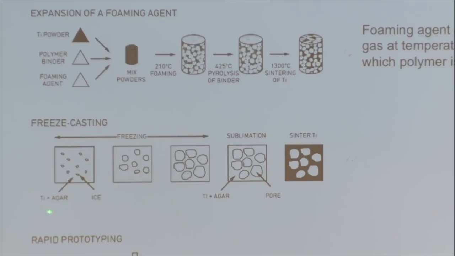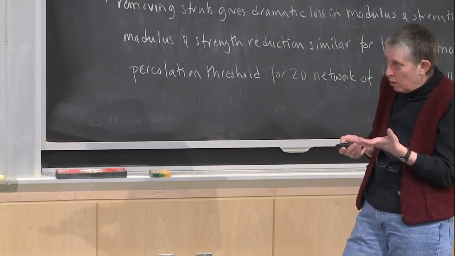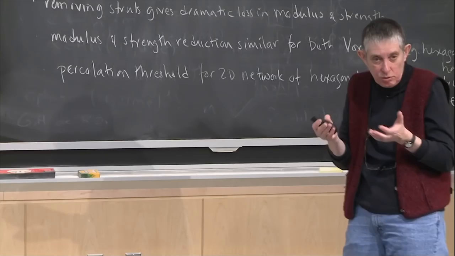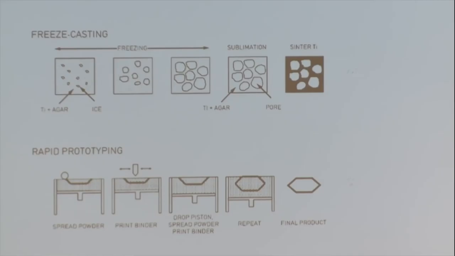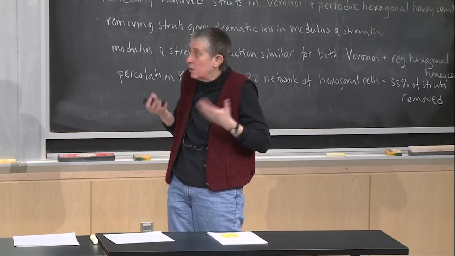So the agar is like a jelly kind of stuff, like a gel, but it's mostly water. And then if you freeze it, the water freezes and it drives off the titanium agar into the interstitial zones between the frozen ice crystals. So these little dots here are the ice crystals growing as it gets colder. And as the ice crystals get bigger and bigger, you're left with the titanium and the agar in between those ice crystals. And then if you sublimate the ice off, you're left with a porous thing, and you can sinter the titanium if you want to make it a little more dense.